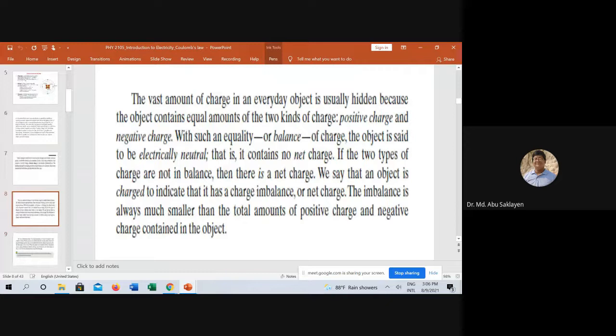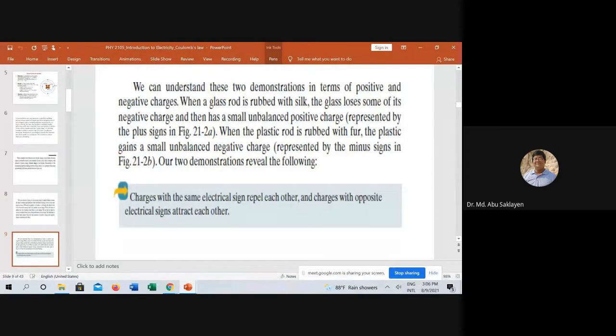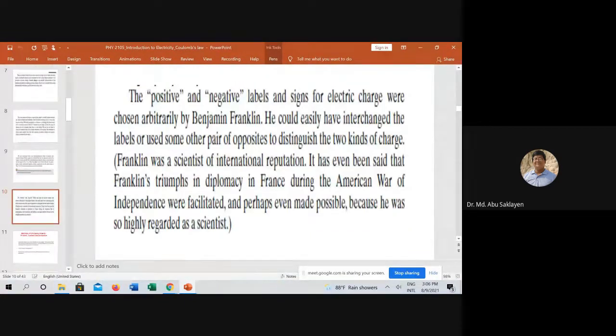So we have already said the total charge in an object is zero. Net charge in an object is zero. This is known as balance or equilibrium. And when you rub one object against another, there will be charge transfer from one object to another. And Benjamin Franklin labeled the positive and negative charge. I said it already.